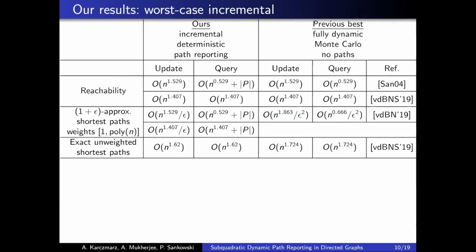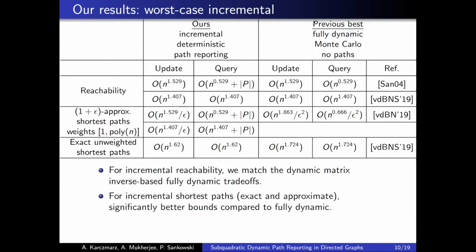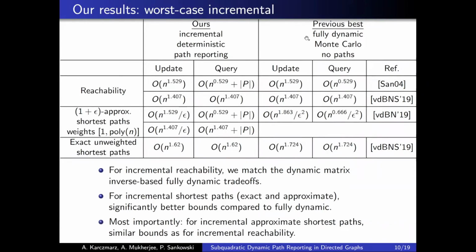In the following table, we list our results for incremental deterministic path reporting algorithms on the left-hand side, and we show how they compare with known fully dynamic randomized algorithms on the right-hand side. For incremental reachability, we match the matrix inverse-based fully dynamic trade-offs. For exact and approximate incremental shortest path, we do significantly better compared to the fully dynamic case. And most importantly, for incremental approximate shortest paths, we achieve similar bounds as for incremental reachability.